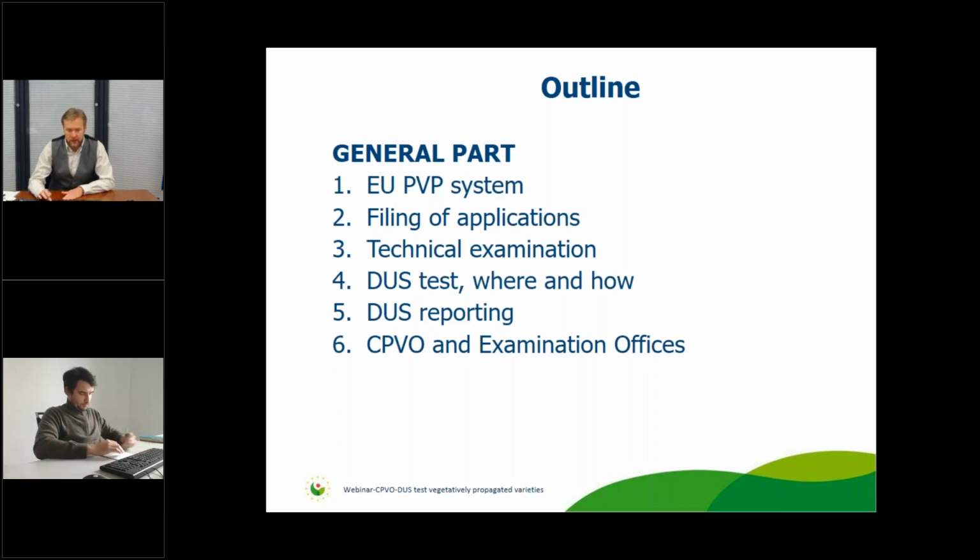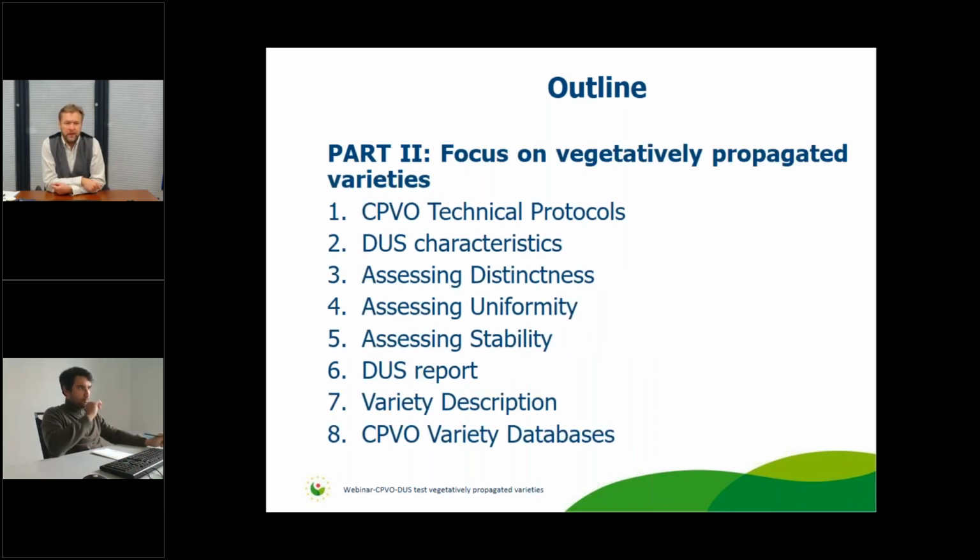This part is fully identical to the webinar on seed-propagated varieties. In the second part, the focus is on technical protocols, the DUS test, how to assess distinctness, uniformity, and stability, reporting, and variety descriptions. This is largely identical to the one for seed-propagated varieties. However, all the examples chosen are vegetatively propagated varieties. There are some differences in the testing of distinctness in the method and on uniformity and stability. For the rest, it is also identical to seed-propagated varieties.